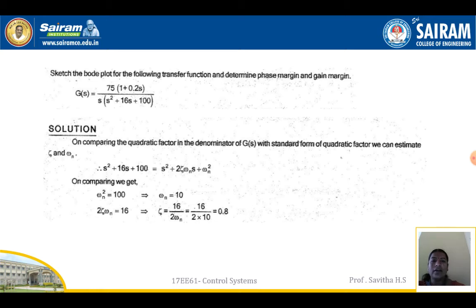Solution: on comparing the quadratic factor of the denominator of G of s with the standard form of quadratic factor, we can estimate that s square plus 16s plus 100 is equal to s square plus 2 zeta omega n s plus omega n square. By comparing, we get omega n square is equal to 100, so omega n is equal to 10, and 2 zeta omega n is equal to 16. Zeta is equal to 16 by 2 omega n, which is 16 divided by 2 into 10, that is 0.8.